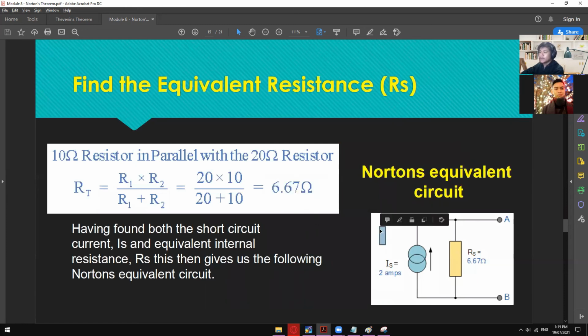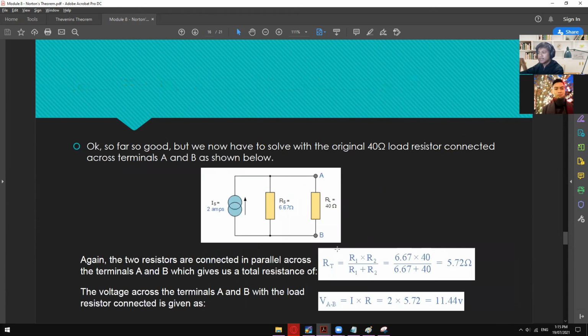So with that, you now have the values for your IS or I Norton, and then RS or the R Norton. And then you can just simply put here the RL later on, which is this one. And then from here, you can now solve for the total resistance, and then you can now solve for the voltage across this RL or the VAB.